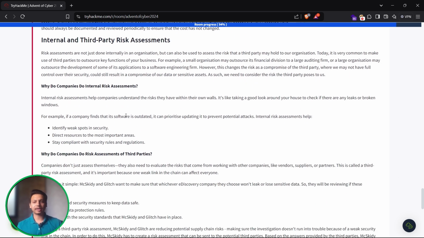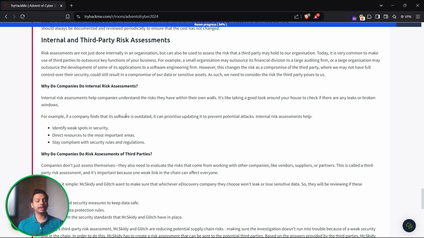Internal and third party risk assessment: risk assessments are not just done internally in an organization but can also be used to assess the risk that a third party may hold to our organization. Today, it is very common to make use of third parties to outsource key functions of our business. For example, a small organization may outsource its financial division to a large auditing firm.